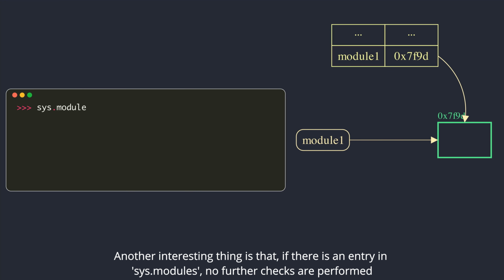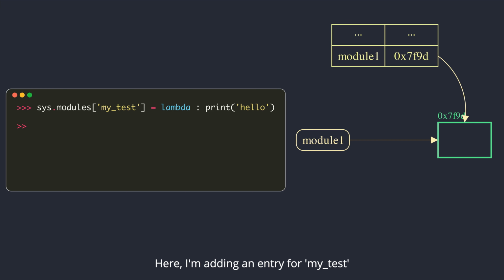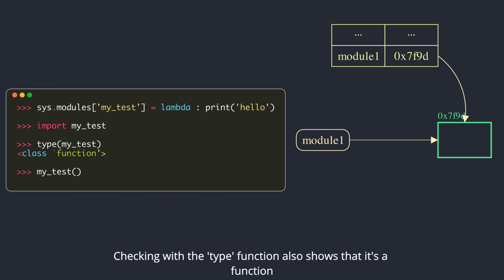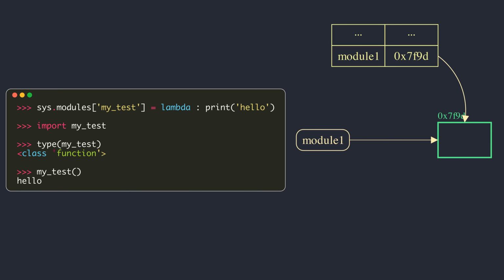Another interesting thing is that, if there is an entry in sys.modules, no further checks are performed. Here, I'm adding an entry for my_test. Its value is not a module object, it's a function. Then, if I do try to import it, it completes successfully. Checking with the type function also shows that it's a function.